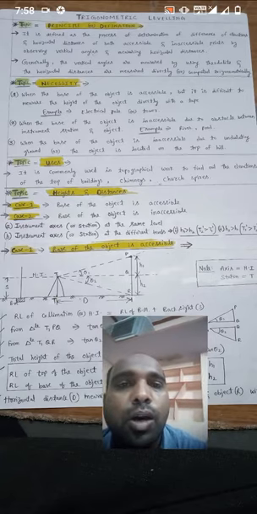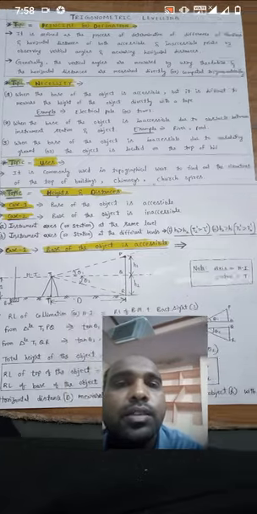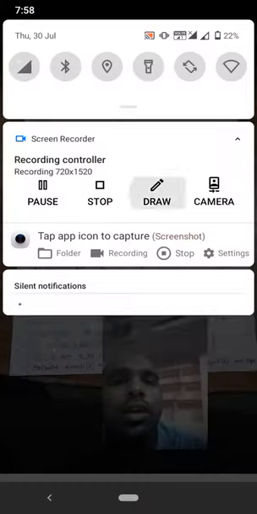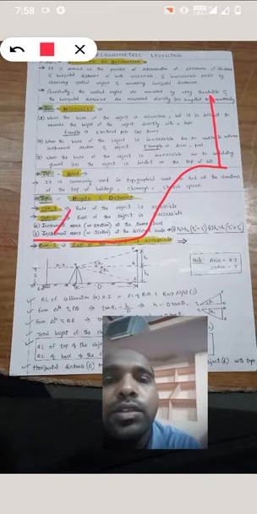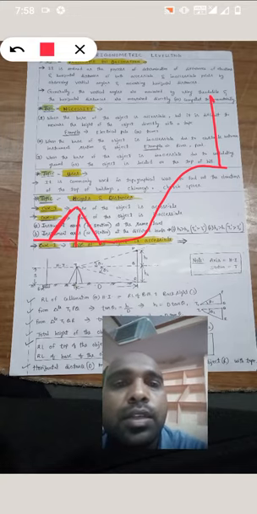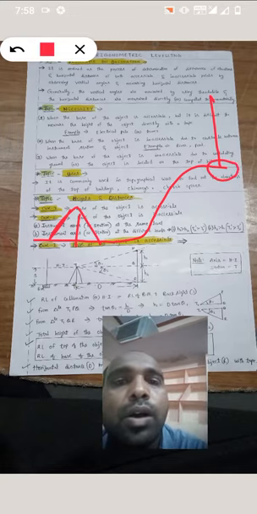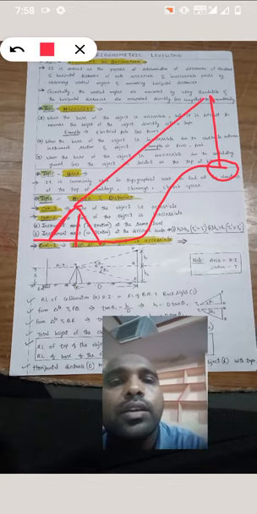When the base of the object is inaccessible due to undulating ground, or the object is located on top of a hill. Here the object is located on top of the hill. This is the object, and this is the instrument we are placing. So the base of the object is inaccessible due to undulating ground, or the object is located on top of the hill.